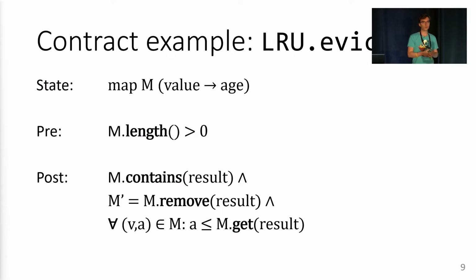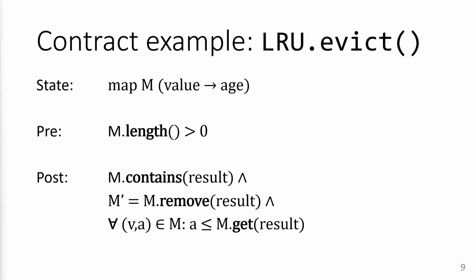So here's an example. Let's say we want to write a contract in terms of maps for the evict operation of a least recently used cache. So we're going to represent the state of this cache as a map from values to ages. This might not be how it's implemented, but this is how we're going to abstract it. Our precondition is going to be that since we want to evict something, there has to be something in the map, so the length has to be greater than 0. Then our postcondition: first, our result has to actually be in the map because we are evicting something from the cache. Then our new map is going to be the same as the old one minus the thing we evicted. And then the interesting part.